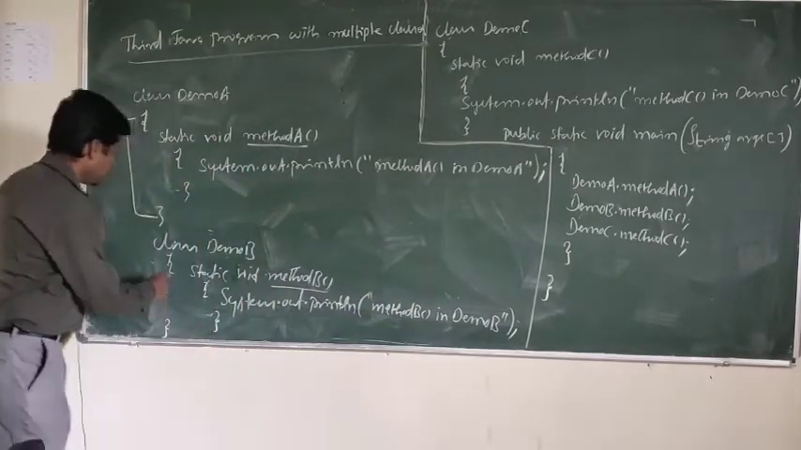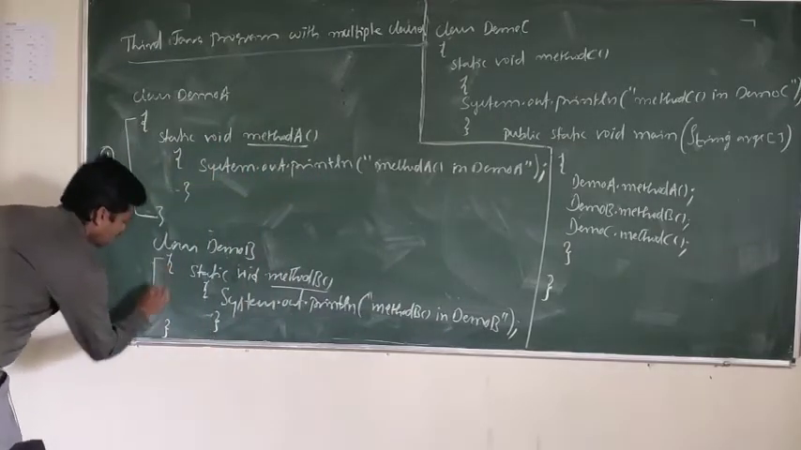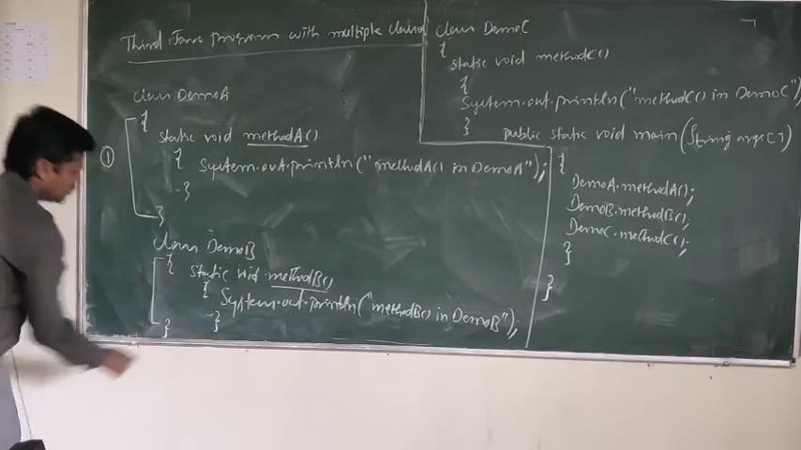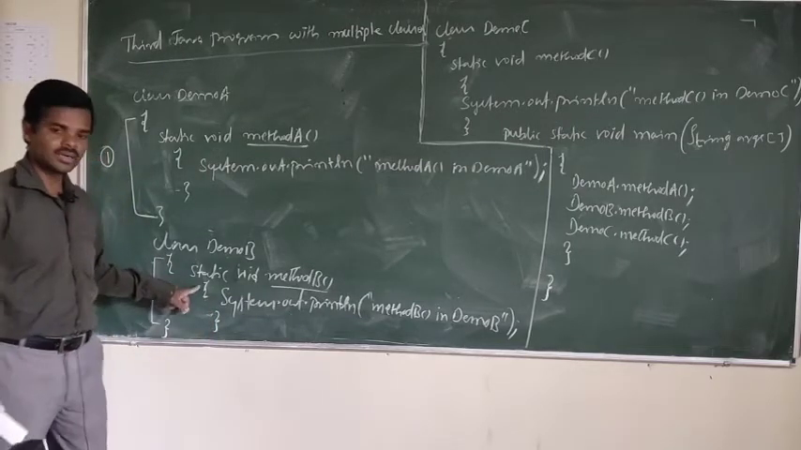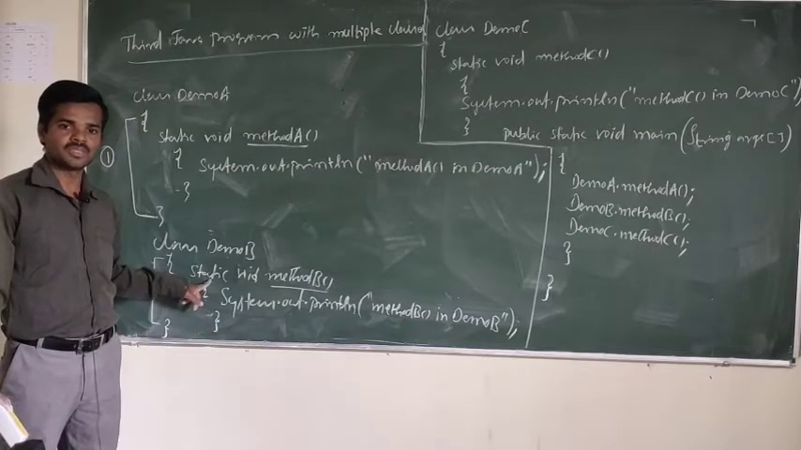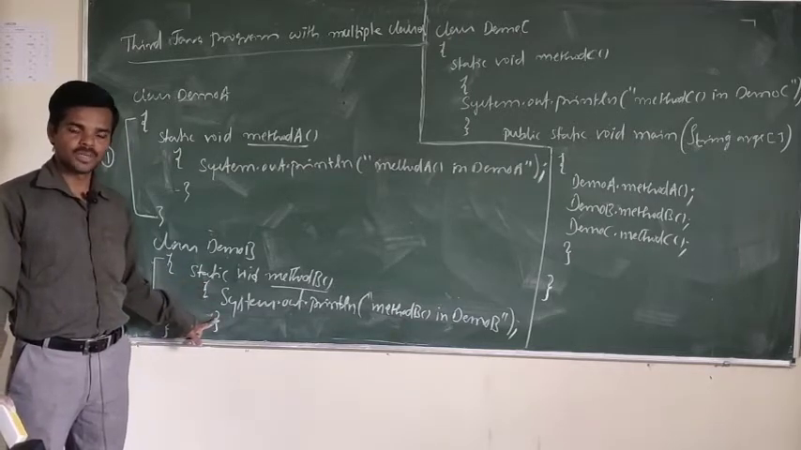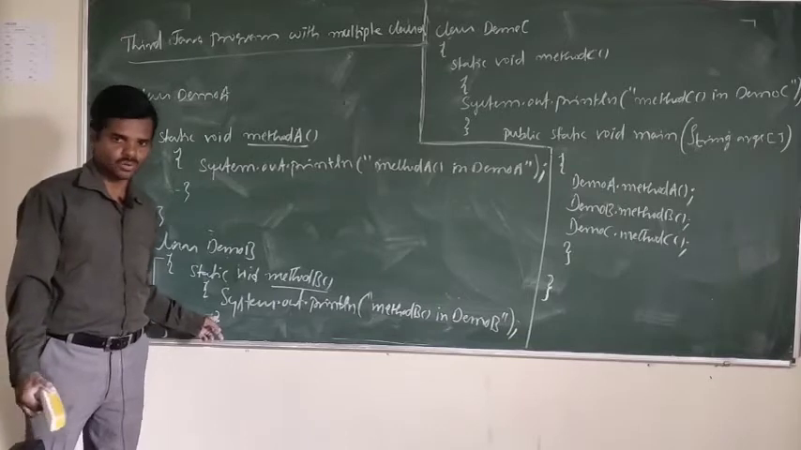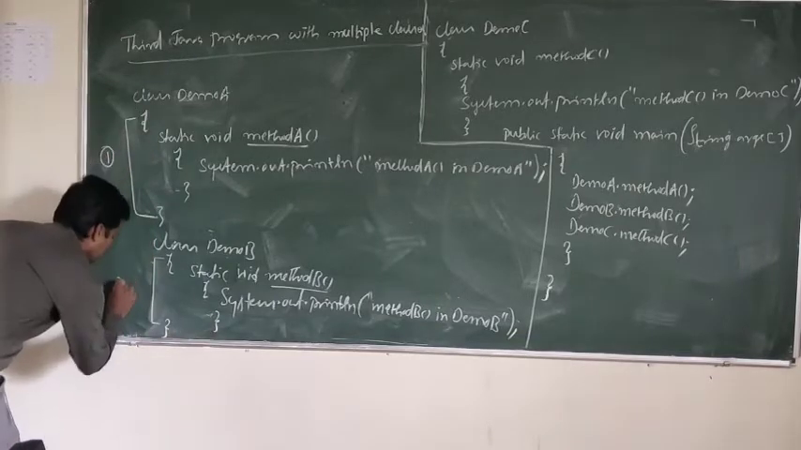End of the method, and end of the class. We know every method and every class, if you start it we should end it. Every opening brace should have a corresponding closing brace, that basics you know already. And this is the second class.